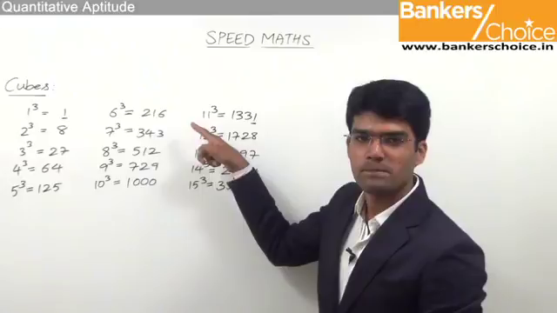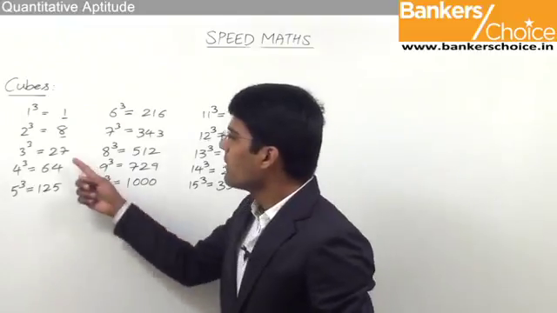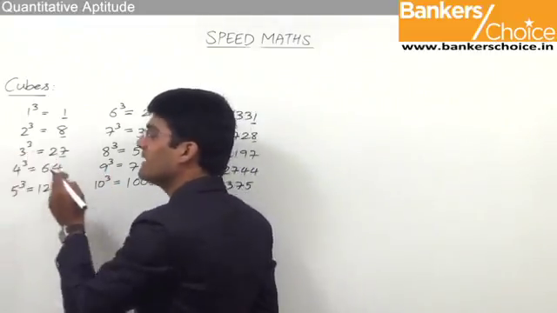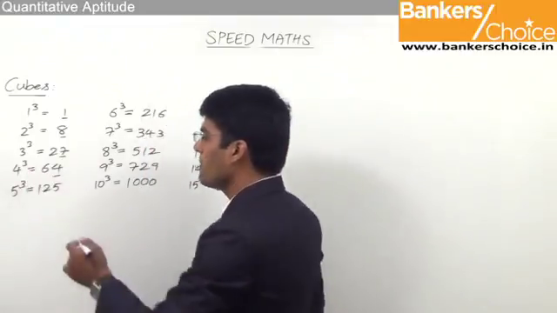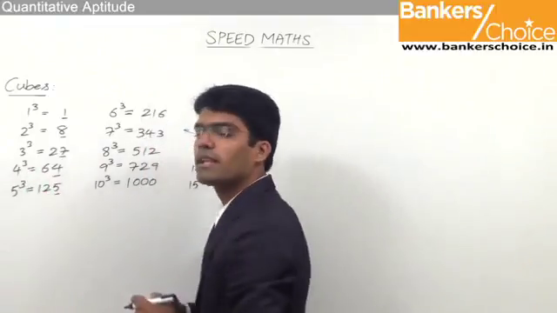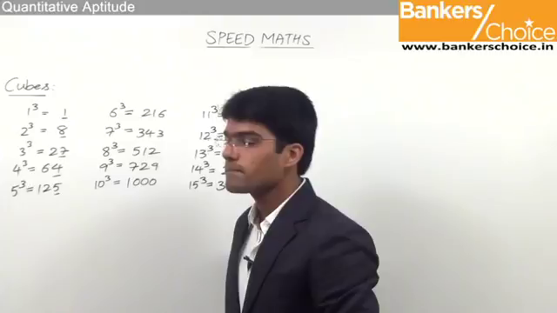Similarly, when a number ends with 8, cube root ends with 2. Here also, when a number ends with 8, cube root ends with 2. Likewise, when a number ends with 7, cube root ends with 3. When a number ends with 4, cube root ends with 4. When a number ends with 5, cube root ends with 5. For 6, it is 6. When a number ends with 3, cube root ends with 7. When a number ends with 2, cube root ends with 8. When a number ends with 9, cube root ends with 9.